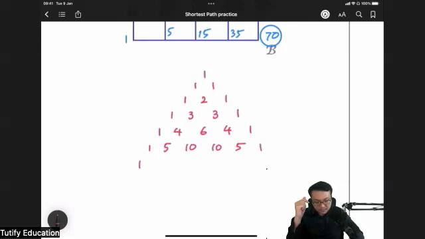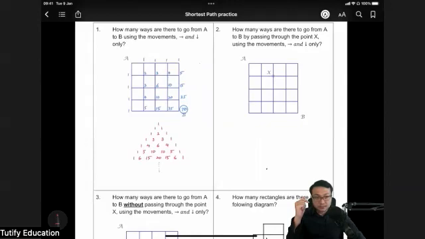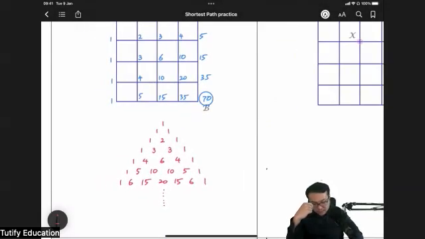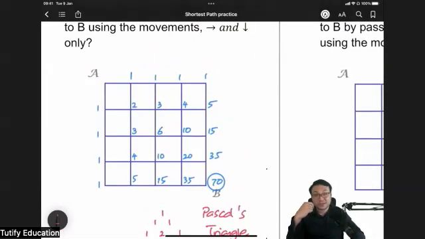So you start with the number 1. 1 plus 5, 6. 5 plus 10, 15, 20, 15, then 5 plus 1 is 6, and you end off with 1. And this pattern can go on and on and on. Okay? This is actually a very famous pattern called Pascal's triangle. So Pascal's triangle will help us to find the number of shortest paths.